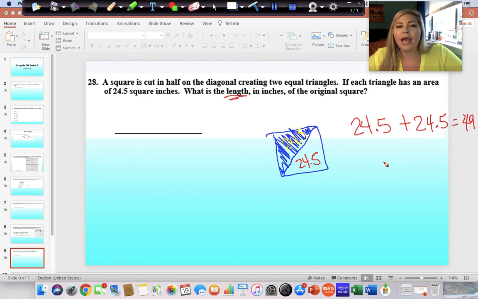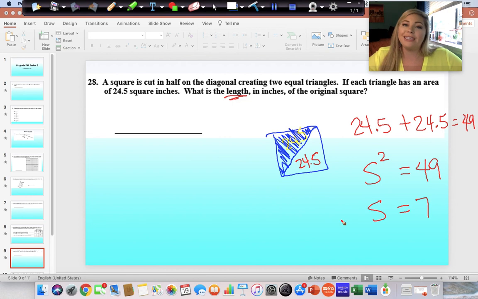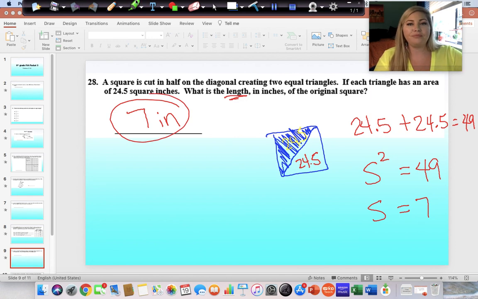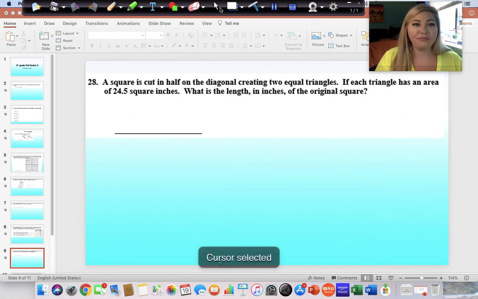But remember, when we have a square, your side times your side gives us your area, right? Base times height equals our area. And in a square, both sides are equal. They're the same side length. So side squared equals 49. So now we just need to find what number times itself equals 49. And that is going to be 7, because 7 times 7 gives us 49. So 7 inches is your side length for the square.